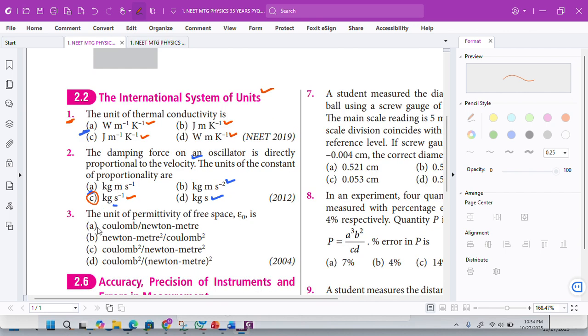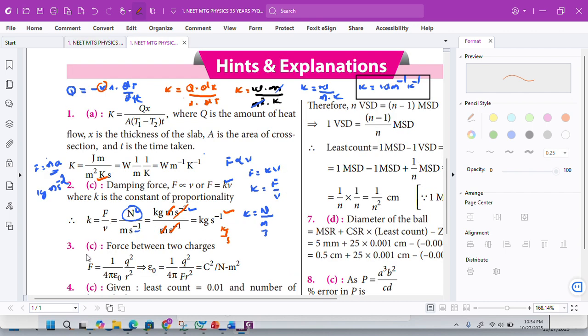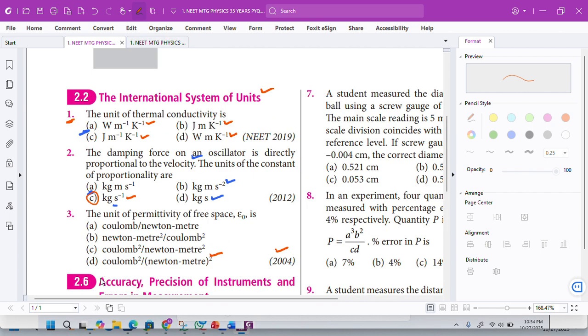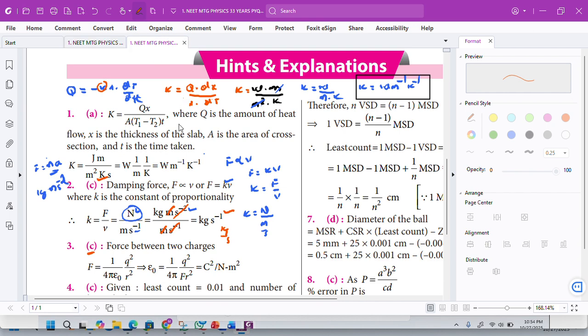Now I will move towards the third question. The unit of permittivity of free space, that is epsilon naught, is: first answer, Coulomb per Newton meter; second answer, Newton meter square per Coulomb square; third answer, Coulomb square for Newton meter square; fourth answer, Coulomb square for Newton meter square. This question was asked in 2004. The answer for the third question is C, Coulomb square for Newton meter square. This is the correct answer. How does it come? We will see that now.